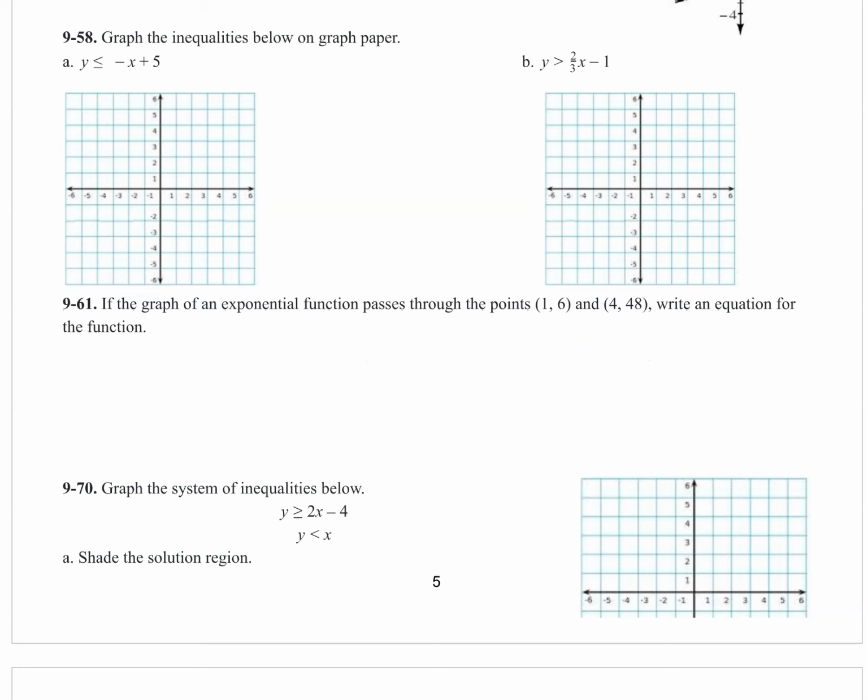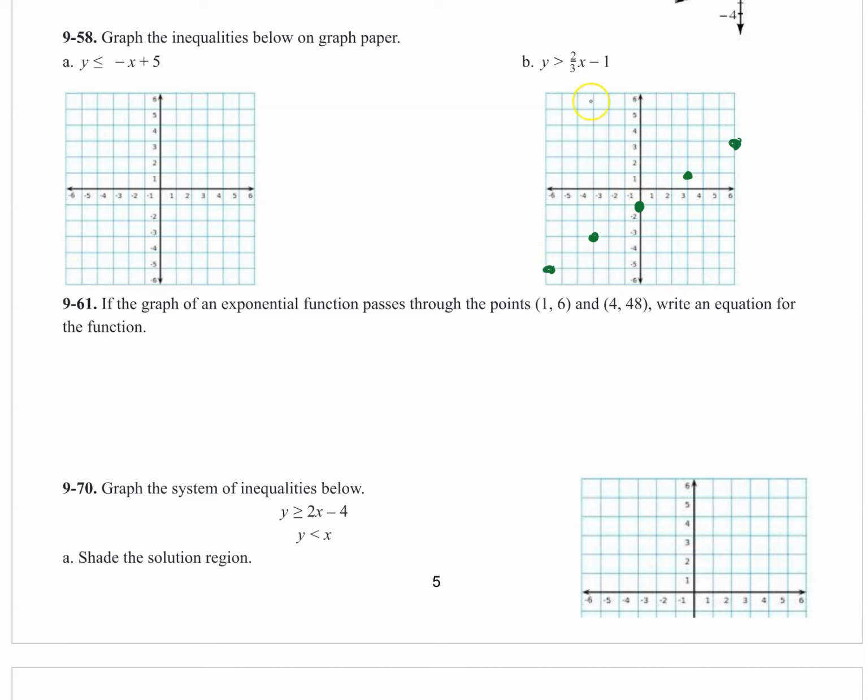Match the other two. 9-58, graph them on graph paper. So let's go to B. The starting value is at -1. All right, and then the slope is 2/3. Rise over run. So up 2/3. Up 2/3. You can continue the pattern backwards as well.